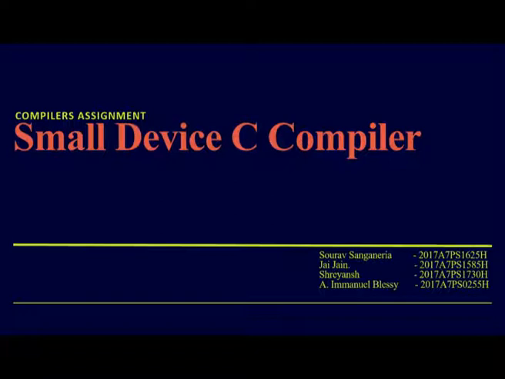The compiler we chose to explore is one that works on small devices and is called SDCC, short for Small Device C Compiler. It was really interesting to know about the inner details of a working compiler, and so I would like to thank Aruna ma'am for giving us this opportunity.